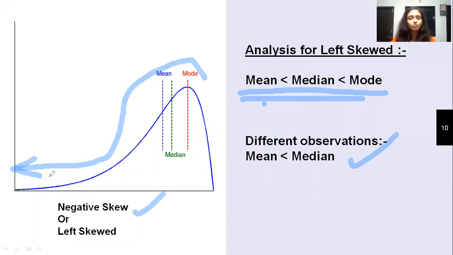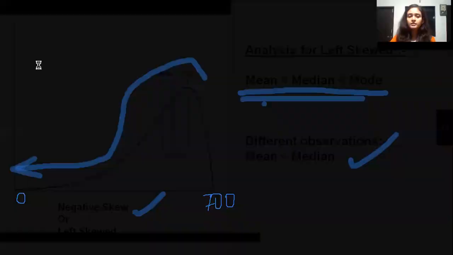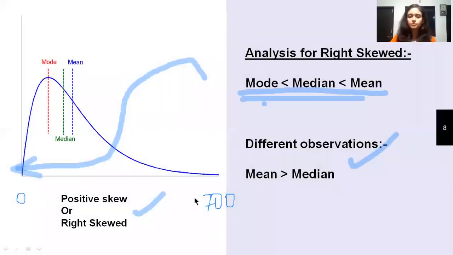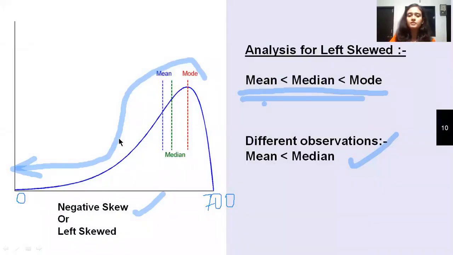Over here in the histogram, always remember that on the left hand side you have the minimum value, suppose it is starting from 0. And on the right hand side you have the highest value in your observations. Suppose I am assuming that it is 700. So it is applicable for all the histograms that we have previously seen, that is 0 to 700 like this and 0 to 700 like this. So this is my left skewed because I have a long tail towards the left hand side.